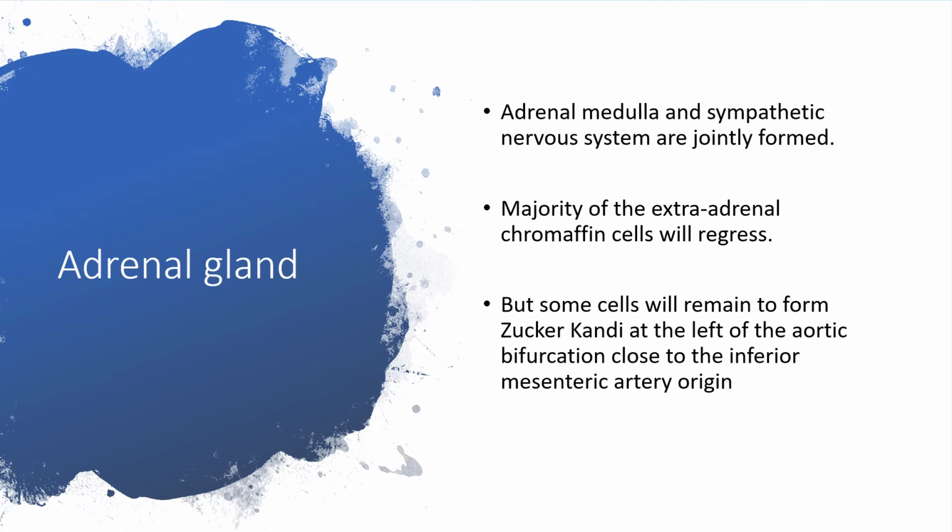Still on adrenal medulla and sympathetic nervous system are jointly formed. Majority of the extra-adrenal chromaffin cells will regress, but some cells will remain to form the organ of Zuckerkandl, and that will be found at the left of the aortic bifurcation, close to the inferior mesenteric artery origin.